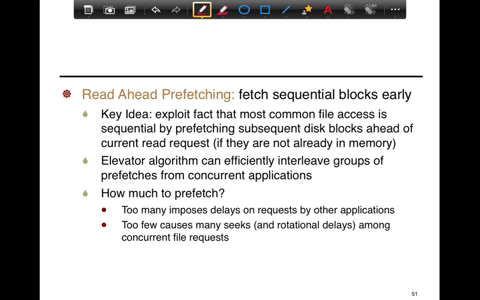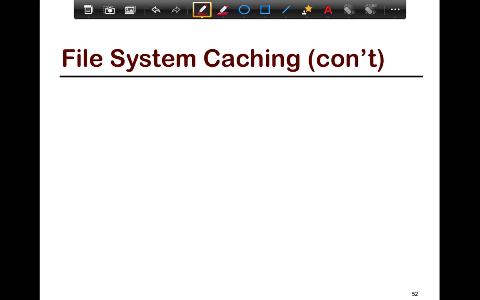A final issue that we're going to consider is prefetching, which is essentially used to exploit the fact that common file accesses are sequential, but they're first-time accesses, and they do not have a chance to be in the buffer cache before they can be read again. So with prefetching, the big question is how much to prefetch. If you prefetch too much, then you impose delays on requests by other applications. If you prefetch too little, then this causes many seeks among concurrent file requests.